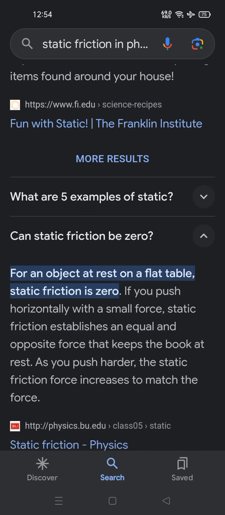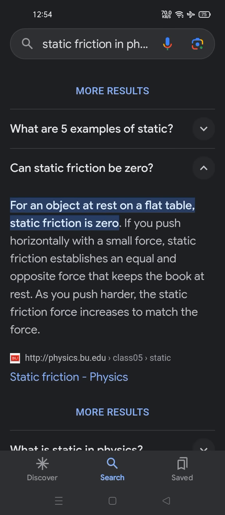Can static friction be zero? For any object at rest on a flat, stable surface, static friction is zero. If you push horizontally with a small force, static friction establishes an equal and opposite force that keeps the book at rest. As you push harder, the static friction force is increased to match the force.